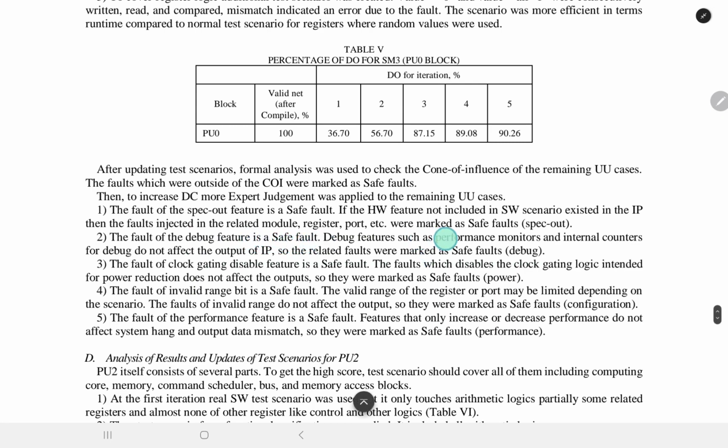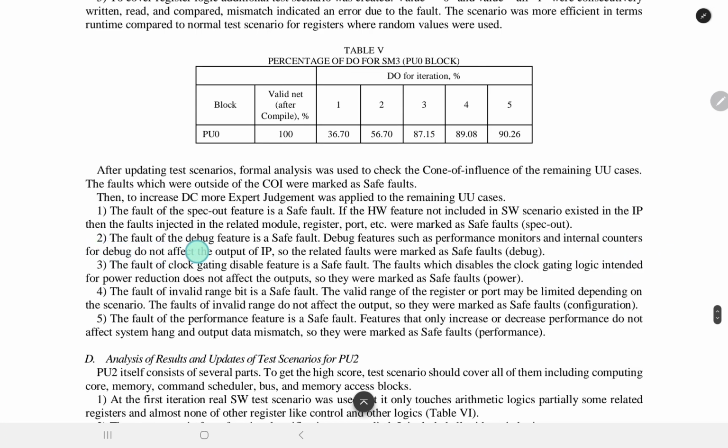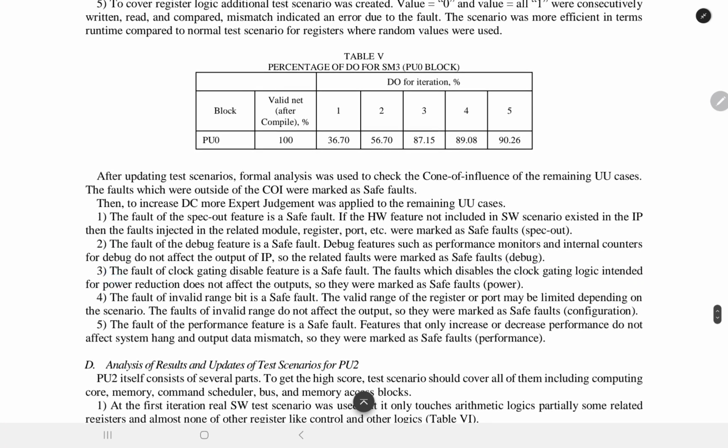Second, the fault of the debug feature is a safety fault. Debug features such as the performance monitor and internal counter for debug do not affect the IP. So the related faults were marked as safety faults. Debug.